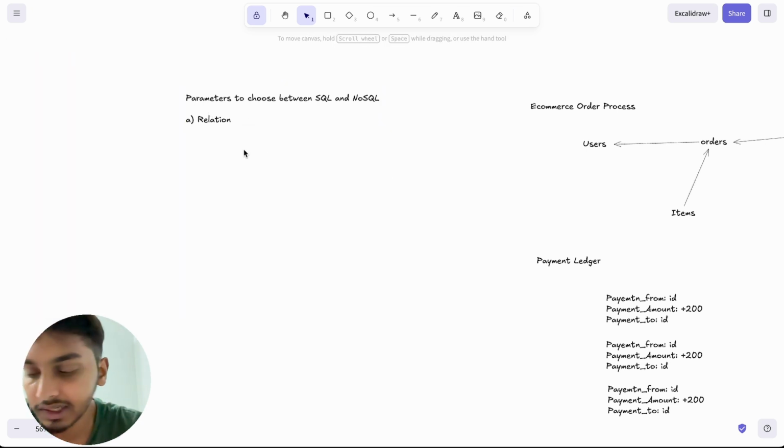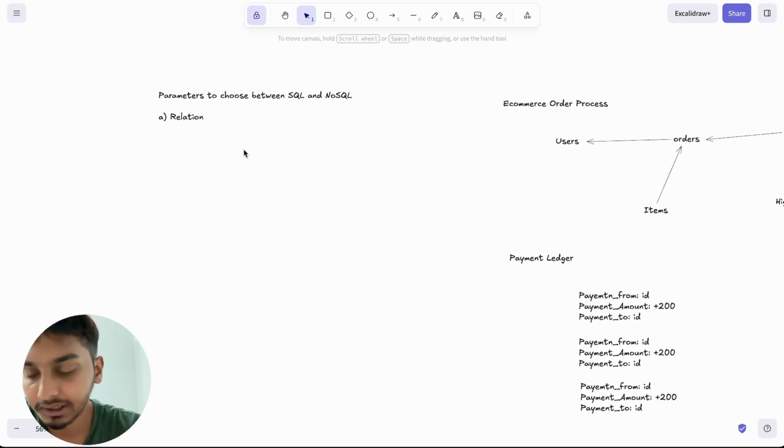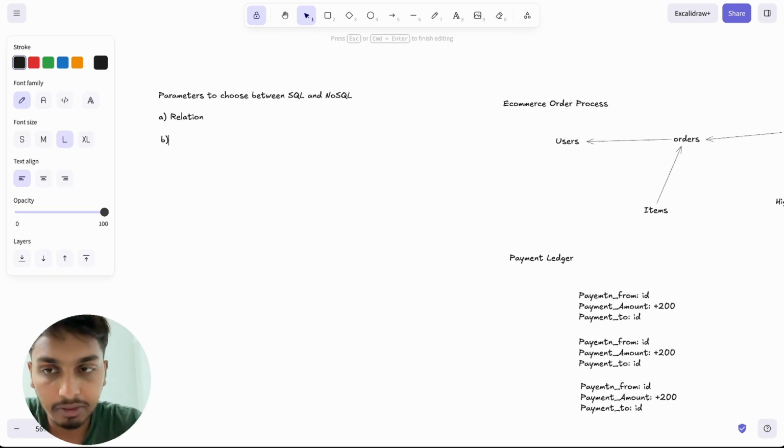A lot of people say that ACID compliance or consistency compliance is the primary difference between SQL and NoSQL, but that's not true. You must have seen that MongoDB is primarily designed for ACID compliance and also consistency in distributed clusters. Isn't that crazy? So the second parameter will be throughput: read throughput and write throughput.